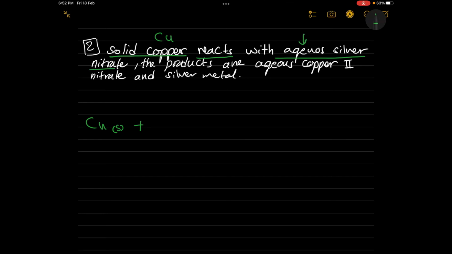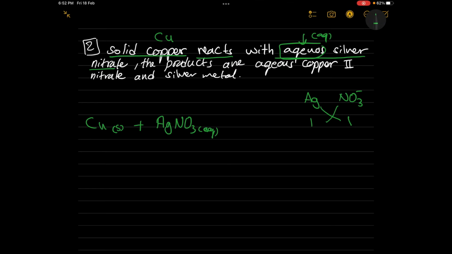Aqueous means you have to put AQ. For silver nitrate, what you should remember is that silver is a transition element, and it always has a charge of +1. You have to memorize this. And the nitrate looks like this, and it has a charge of 1. Then we just make a cross multiplication. So it will be AgNO3, and it says that it's aqueous, so we put a small bracket and put AQ.